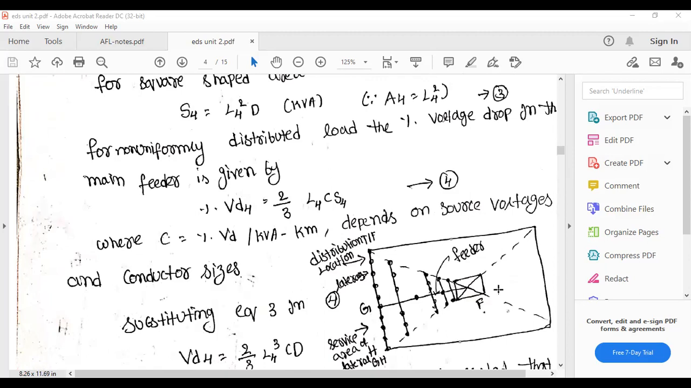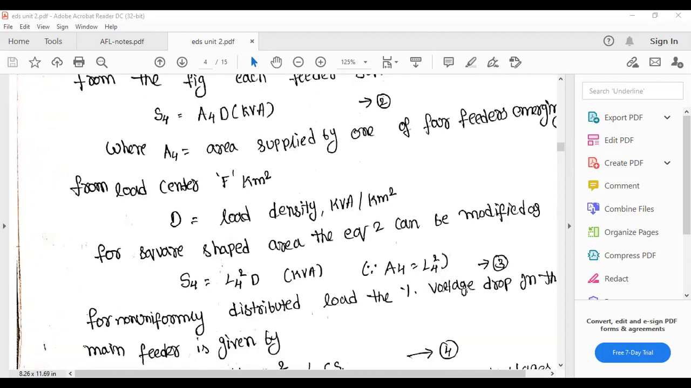This is the central feeding. At that central feeding, there are 4 feeder lines that serve the area. This is feeder line 1, feeder line 2, feeder line 3 and feeder line 4, at the center of the service area.